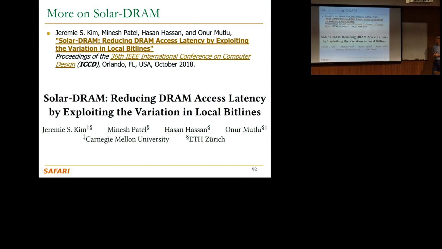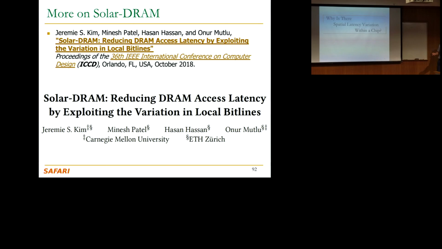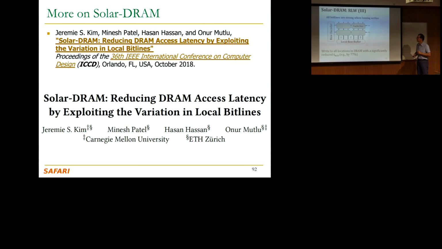Okay. And if you want to learn more, this paper has more detail. So why is there spatial latency variation within a chip? We've actually verified this. These are real results across, I think, more than 200 chips. You can really reduce it by 77%. We wanted to reduce it even more, but then you start getting errors because you probably have a lot of noise in the sense amplifier.